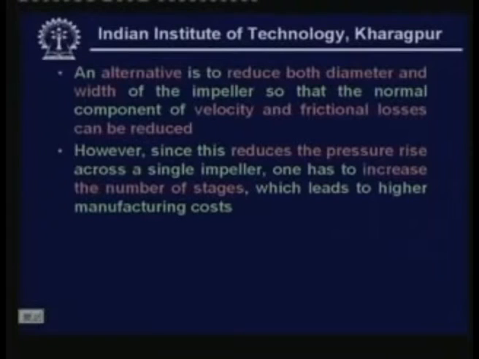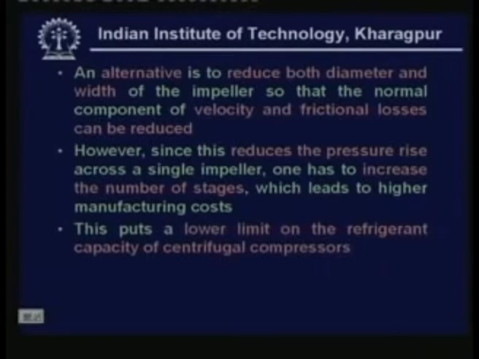That means more number of impellers. This is the problem with this method, okay. So that is what is summarized here. Since this reduces the pressure rise across a single impeller, one has to increase the number of stages. What is the problem of increasing number of stages? If you increase the number of stages, the manufacturing cost increases. That means the initial cost also goes up, okay. So this is the disadvantage with this method.